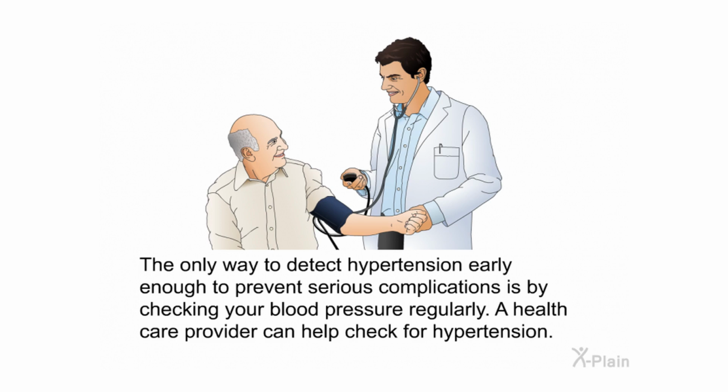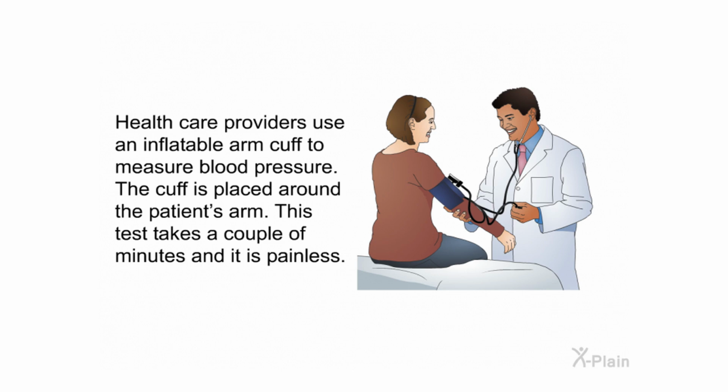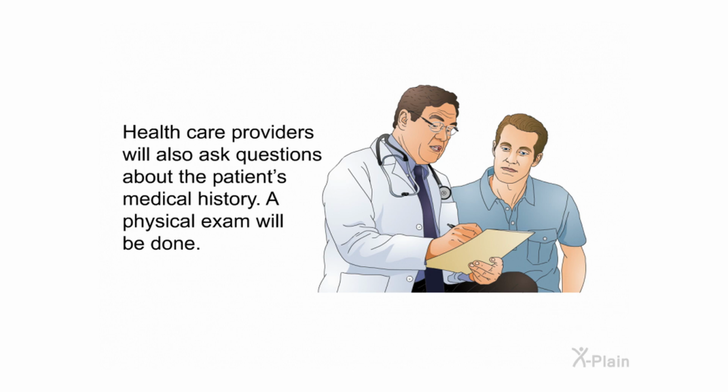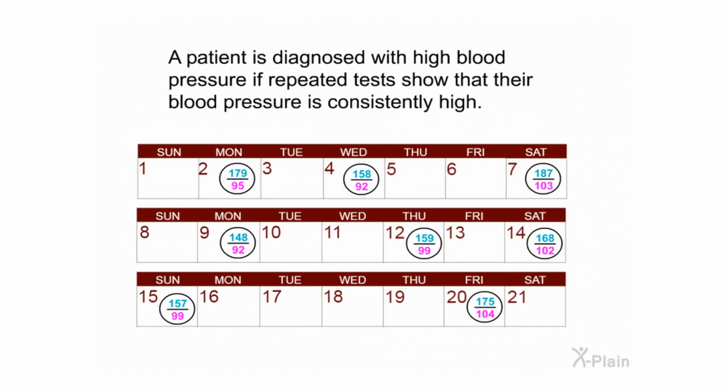A healthcare provider can help check for hypertension. Healthcare providers use an inflatable arm cuff to measure blood pressure. The cuff is placed around the patient's arm. This test takes a couple of minutes and it is painless. Healthcare providers will also ask questions about the patient's medical history. A physical exam will be done. A patient is diagnosed with high blood pressure if repeated tests show that their blood pressure is consistently high.